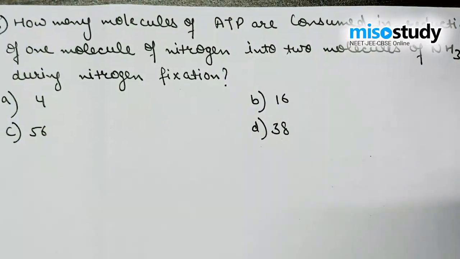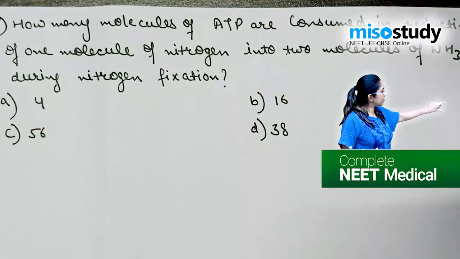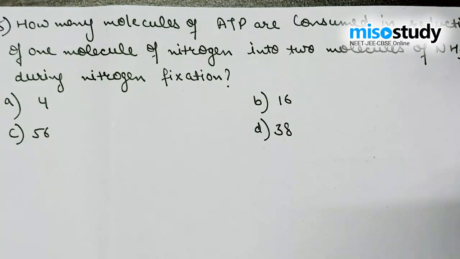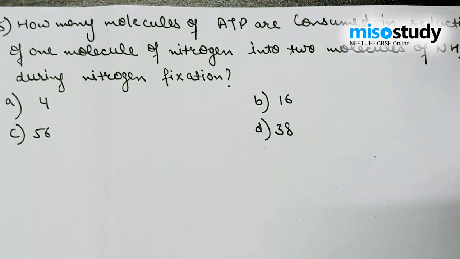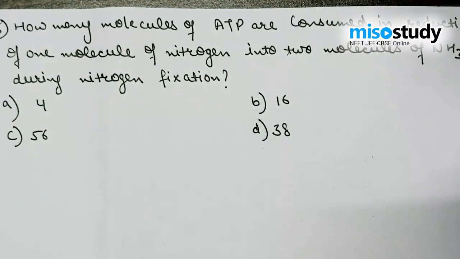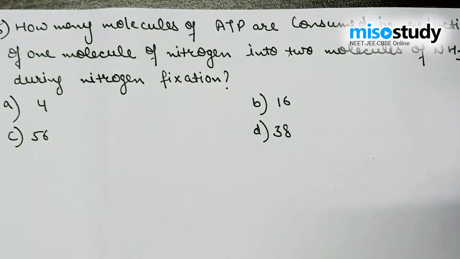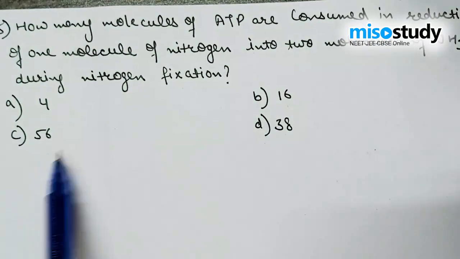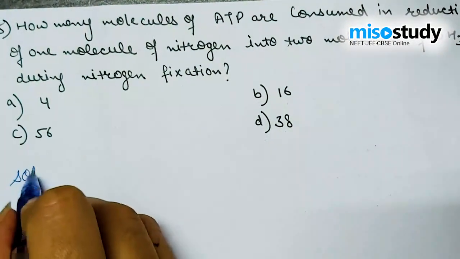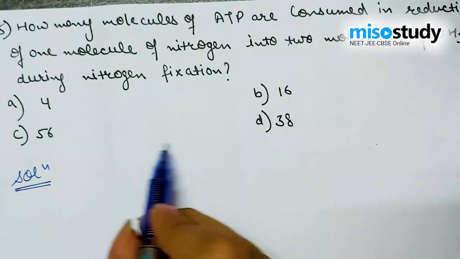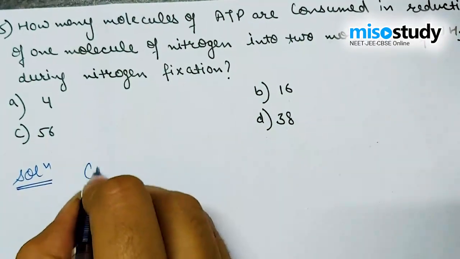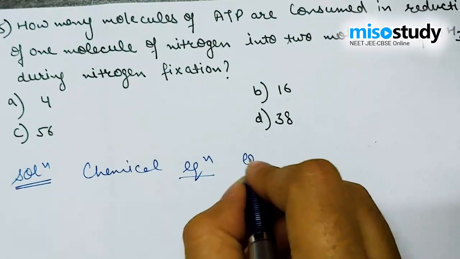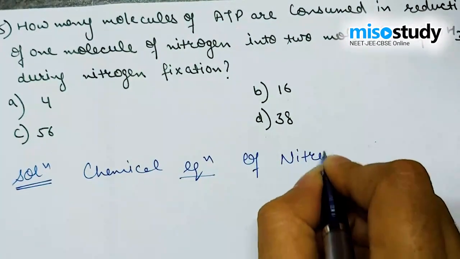Next is, how many molecules of ATP are consumed in reduction of one molecule of nitrogen into two molecules of NH3 during nitrogen fixation? Option A 4, B 16, C 56 and D 38. For this solution, we just discuss the chemical equation of nitrogen fixation.